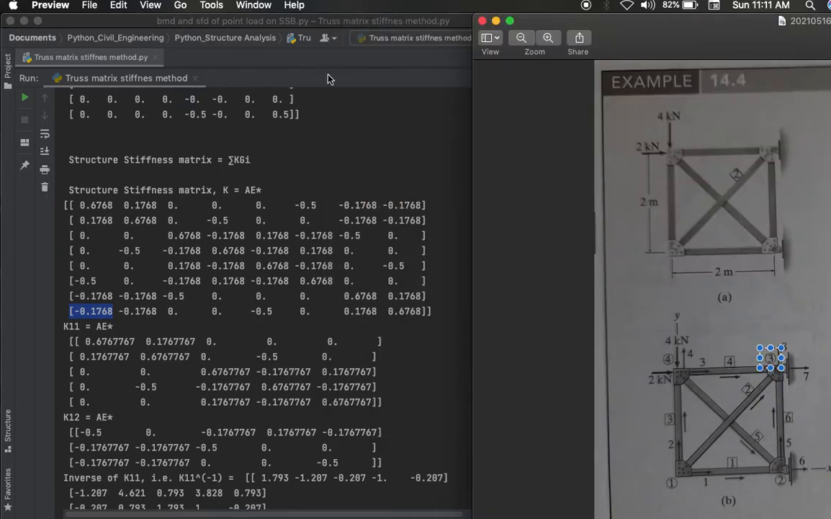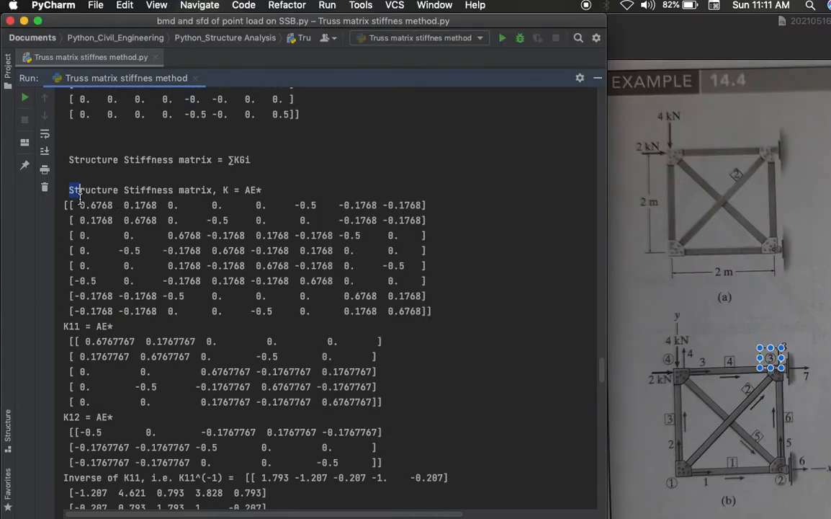This stiffness matrix represents the stiffness of the whole truss. This is not for a single member, this is the total stiffness matrix of the truss as a whole.